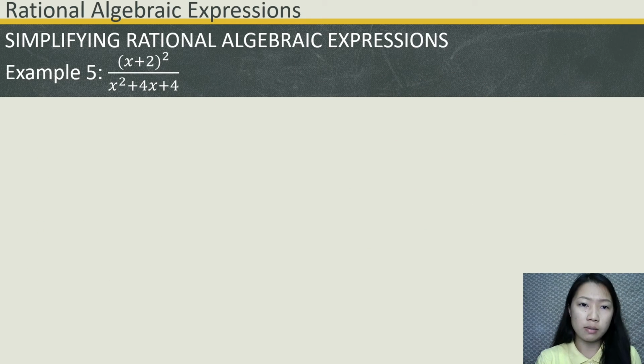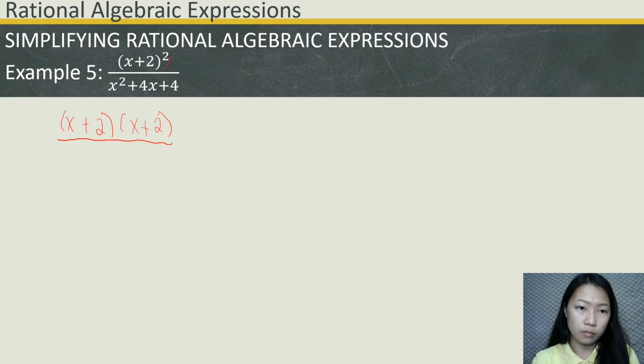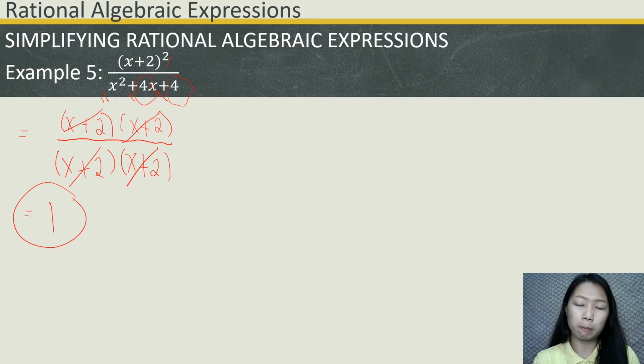Example 5. X plus 2 squared over x squared plus 4x plus 4. So, nakasimplified na yung numerator. Pwede nating paghiwalayin. X plus 2 times x plus 2. Since dalawang exponent, dalawang x plus 2. Over. Dalawa rin yan. And then, x squared is x. Since parehas positive, di tayo mahihirapan. Ano ang factor ni 4? Kapag pinlas mo, ay 4. 2 times 2. So, canceling common factors. So, lahat magkaparehas. Ano natira? 1. So, the answer is 1.